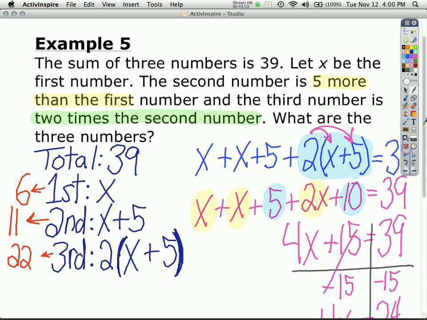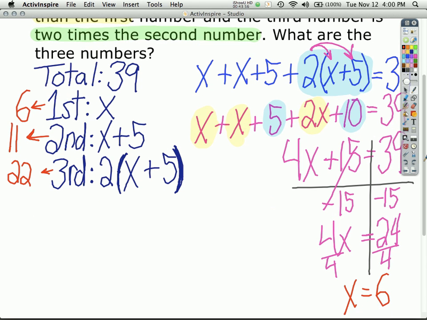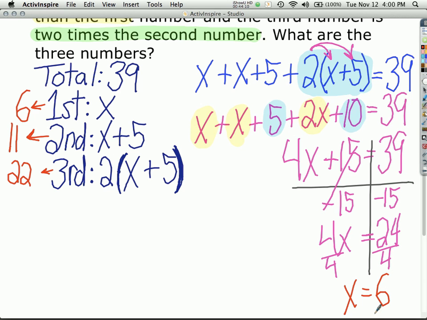So, comments and questions? Comments, questions? Alexis? Well, once we set up this equation, and we got 6 as the solution, then I plugged it back into each expression. The first number is x. X is 6, so the first number is 6. The second expression is x plus 5, so I put a 6 right here. 6 plus 5 is 11. 6 plus 5 is 11 times 2 is 22. Okay? Good.